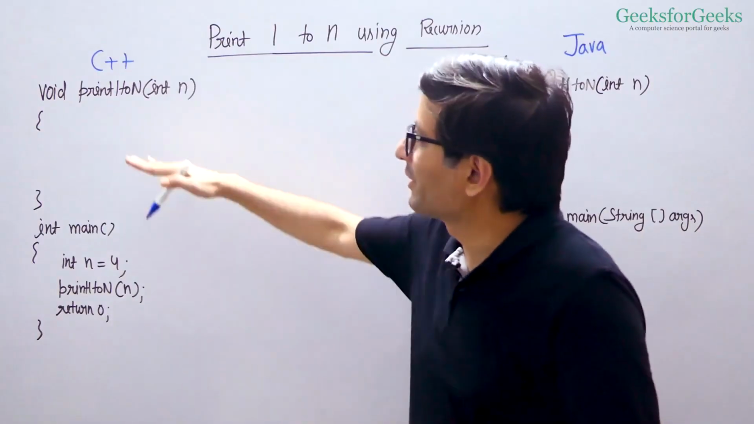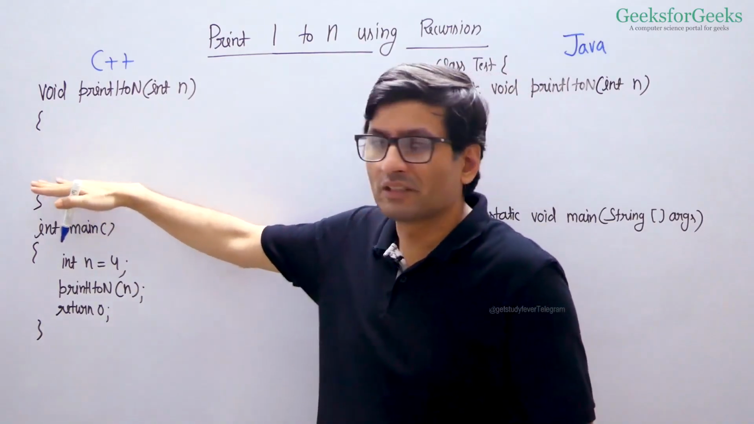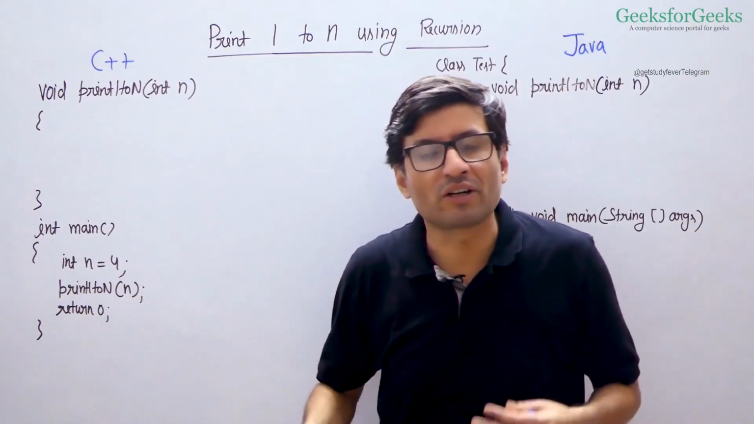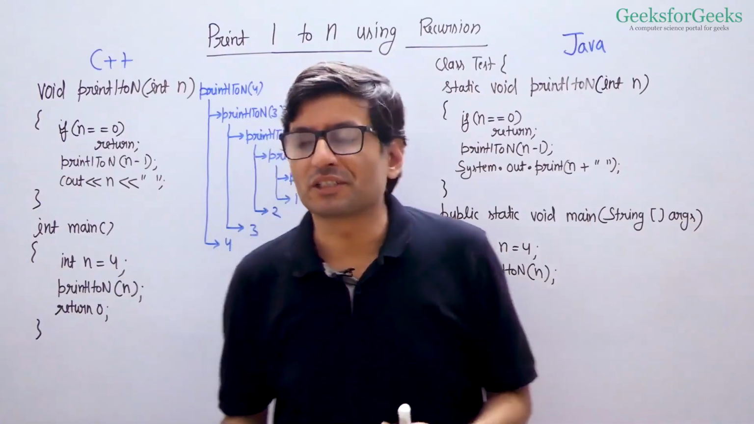So in the recursive implementation, we are going to make a call for n minus 1, then we are going to print n. Now please pause this video and try to write down the complete function. Let us now see the complete implementation.